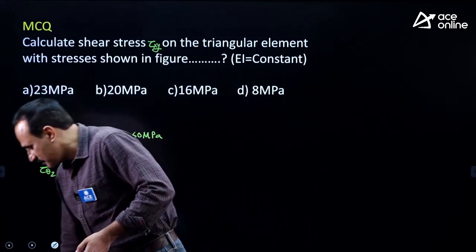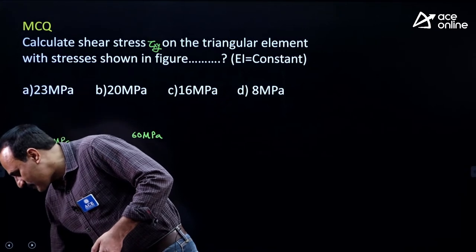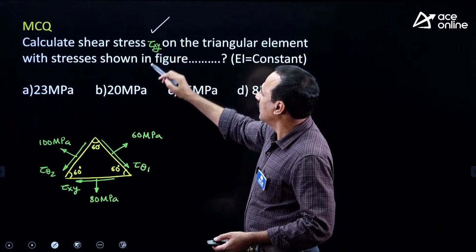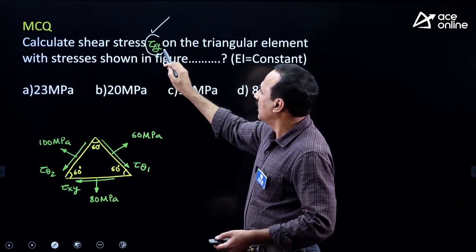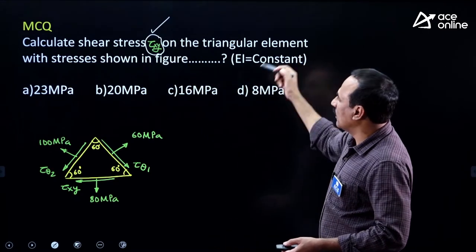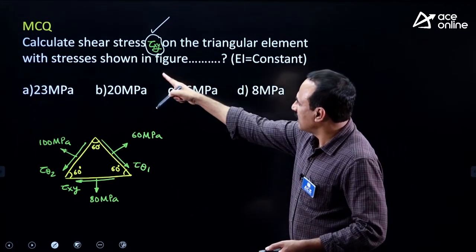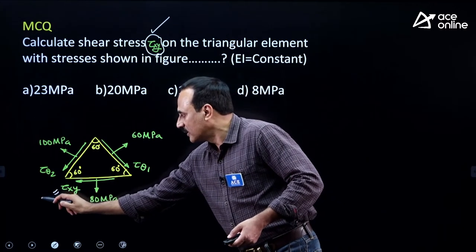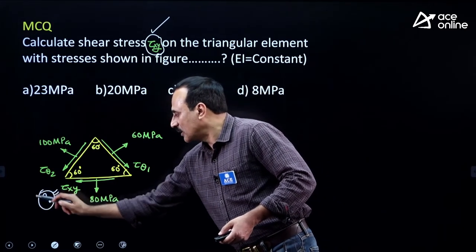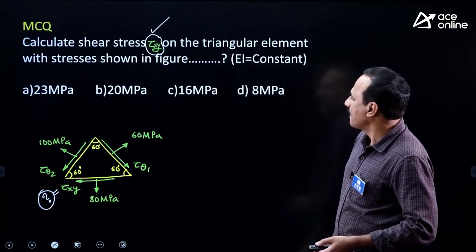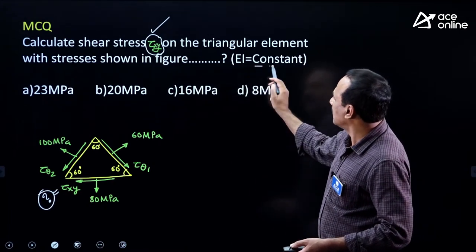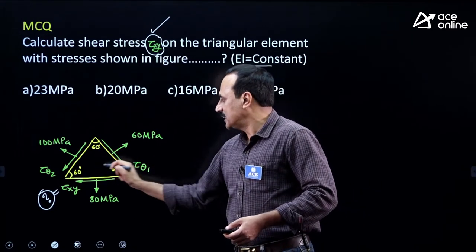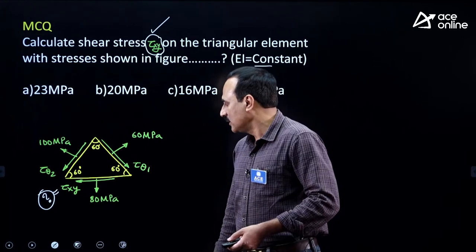Try this question. It is a complex stresses question. Calculate the shear stress tau xy on the triangular element with stresses as shown in figure. This tau xy they are asking you to calculate. A is constant, A is not required actually. So this is a triangle with 60, 60, 60 angles, which means an equilateral triangle.